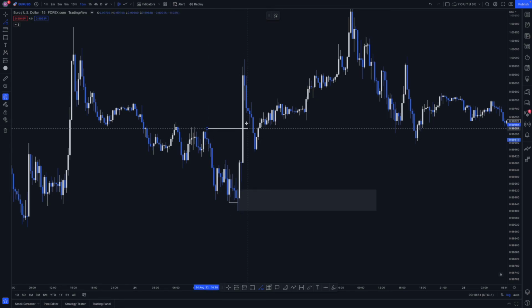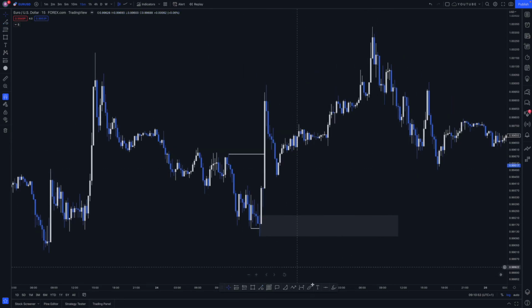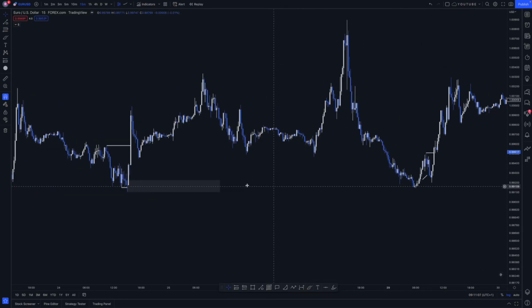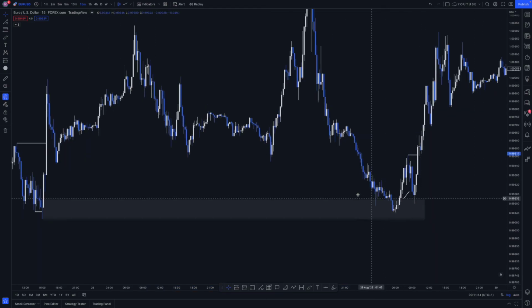And what happens is we do break a form of structure. So we come up, we break here, we also break right here, we break right here, and not quite up here, but it's broken structure down here. So it's got all three confluences that we like to see. If we just drag this demand zone over and see what happens, as you can see, this demand zone is respected. So you could come down and take trades around here within the demand zone. As you can see, it's respected very nicely.